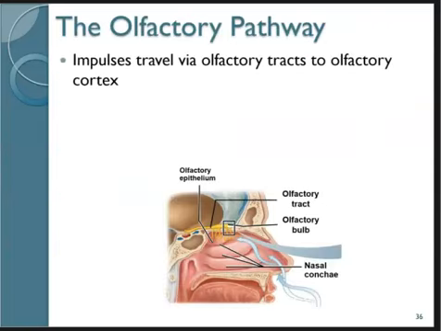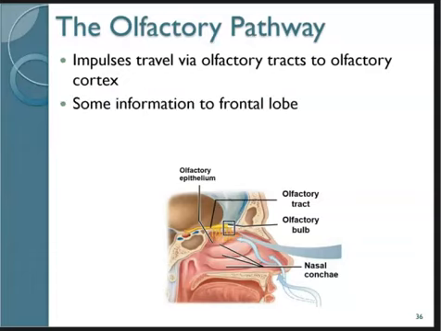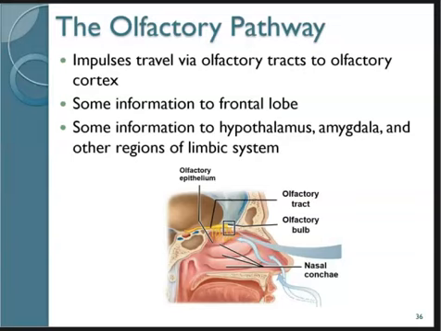In terms of the pathway, we talk about the olfactory tract that takes the information to the olfactory cortex, and some information also goes to our frontal lobe, to the hypothalamus, and limbic system, which we need for emotional response to smells. We also need to be able to identify smells, so the frontal lobe's involved in that.